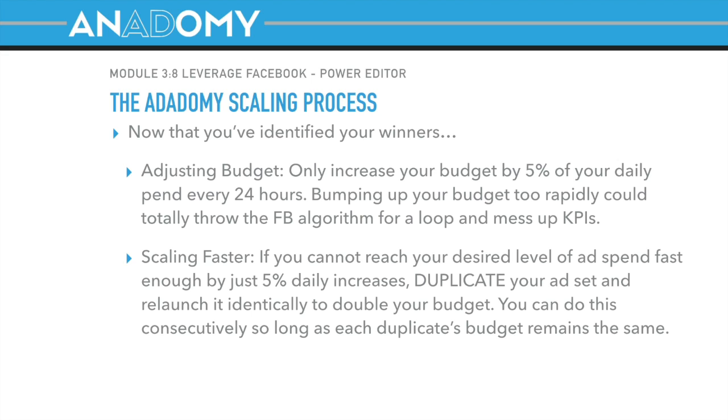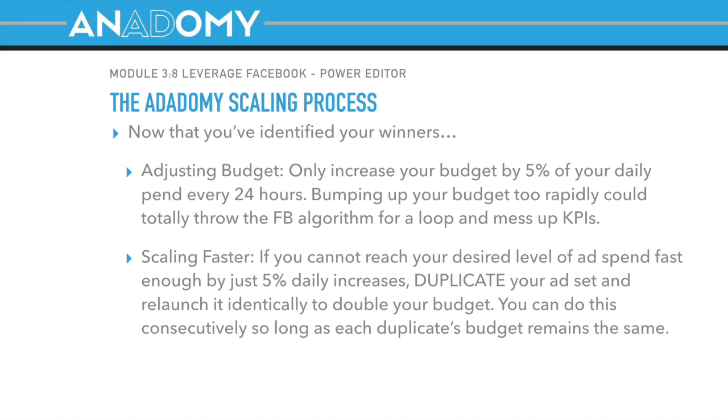If you can't reach your desired level of spend fast enough by just 5% daily increases, duplicate your ad sets and relaunch them identically to double your budget in a single step. And you can do this consecutively, so long as each ad set's daily budget remains the same. So let's just say we run all of our test ads at $20 per day. We've gone up by 5%, we've gone up by 5%, but now we want to scale faster. Rather than cranking that budget up to double our ad spend, all we have to do is go into Power Editor, find the winner, duplicate it, and relaunch it as a brand new ad set with that winning ad inside of it, and we can essentially double our budget with a single click.